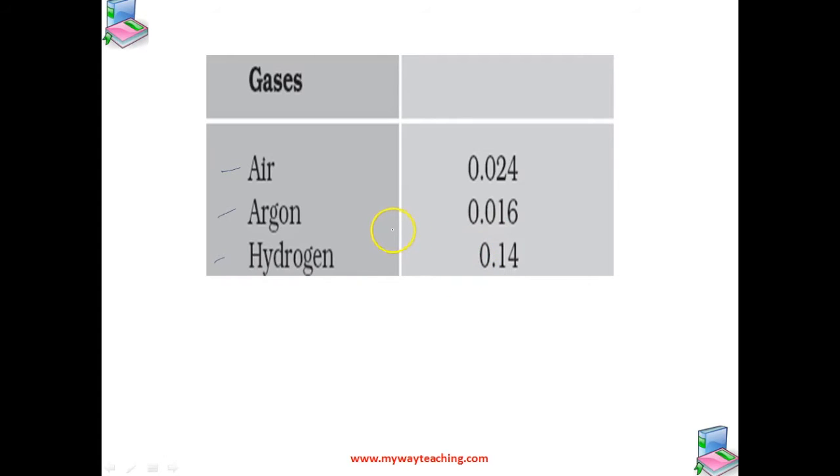Compare the relatively large thermal conductivities of good thermal conductors, the metals, with the relatively small conductivities of some good thermal insulators, such as wood and glass wool. Isn't it? You can see from this table they are relatively good thermal insulators.